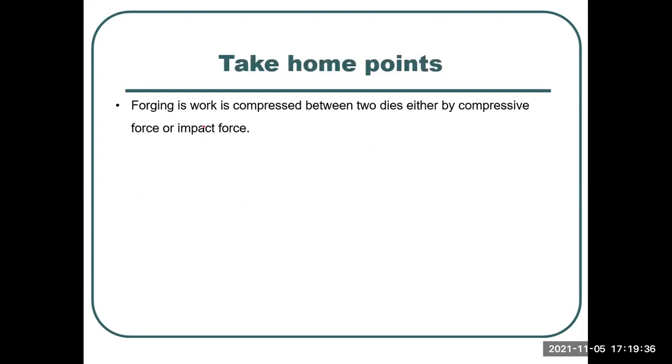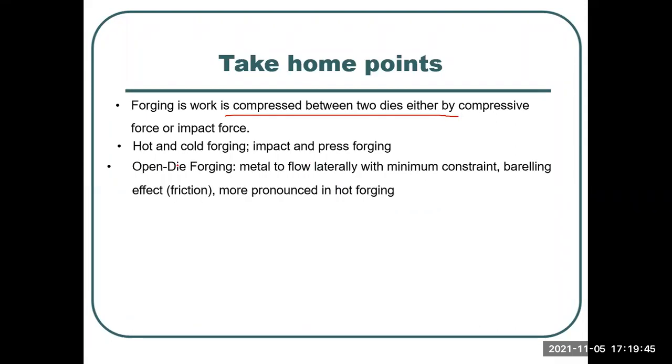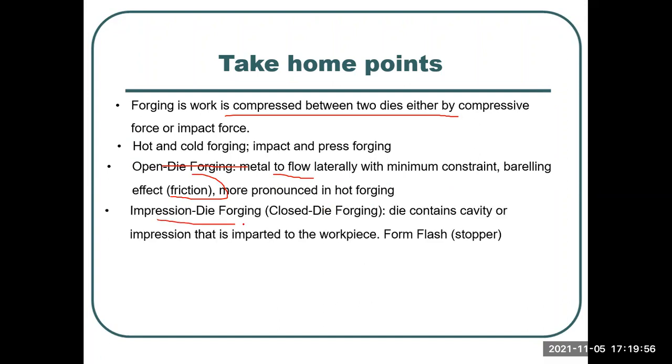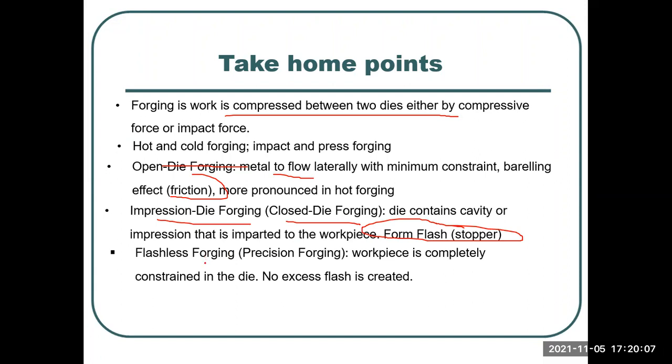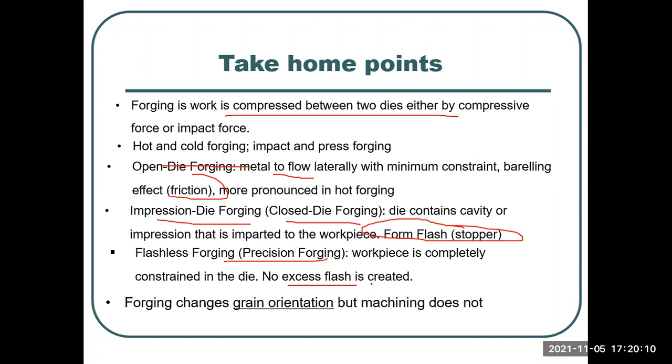Okay, so take-home points. Forging is compression between two dies, either by compressive force or impact. We have hot and cold, impact or press. We have open die forging, where metal flows laterally with minimum constraint. If you have a lot of friction, you will have barreling effects, and this is more pronounced in hot forging. Impression die forging, closed die forging: cavities or impressions are imparted to the workpiece. The thing is, you're going to form a flash. The flash acts as a stopper. For precision forging, there is no flash. Forging can change the grain orientation, but machining cannot. Okay, so that is all.